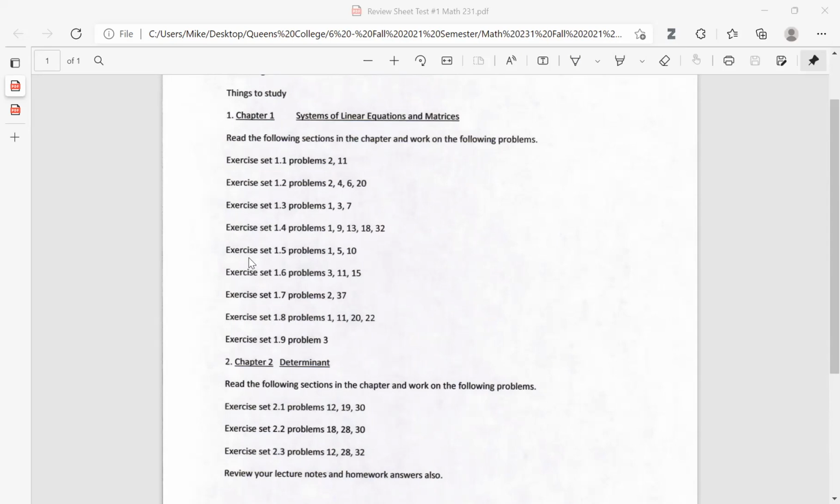You need to know how to find the determinant of a 2x2 matrix, the formula AD minus BC. A matrix is invertible if and only if its determinant is non-zero. In such a case, A inverse is equal to 1 over AD minus BC times the 2x2 matrix where you switch the main diagonal entries and negate the off-diagonal entries. So there's a lot of things to know.